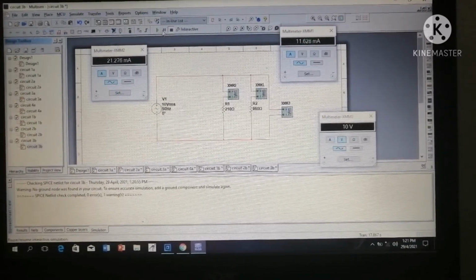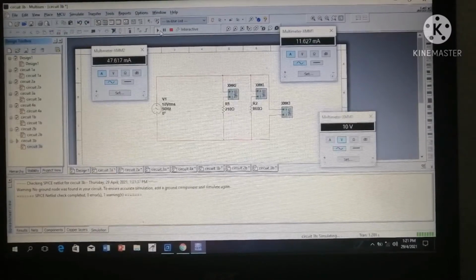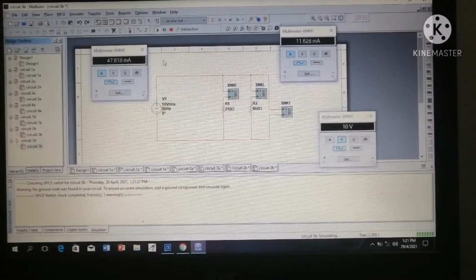Alright, run the simulation back. For the first multimeter we got 47.619 milliampere, and for the second multimeter we got 11.628 milliampere. And for the voltage, the third multimeter gives 10 volt. Alright, stop the simulation. So that's all for our lab.